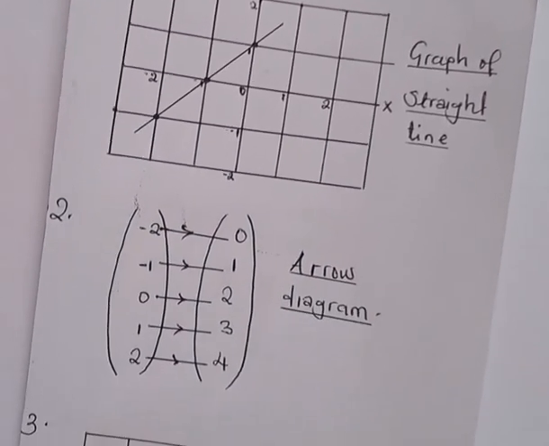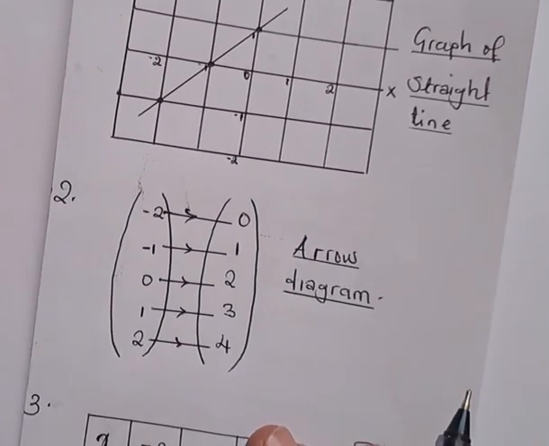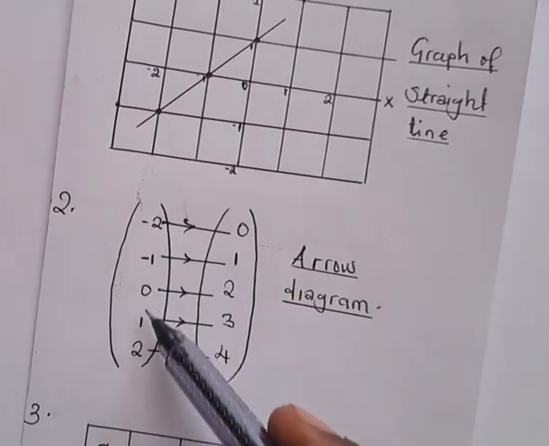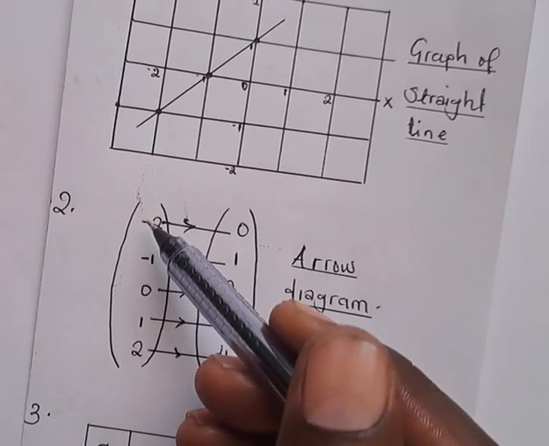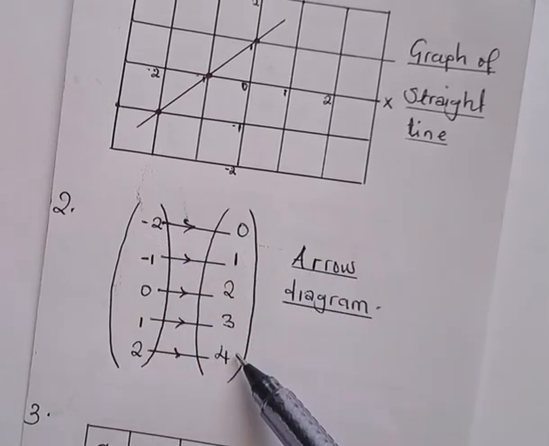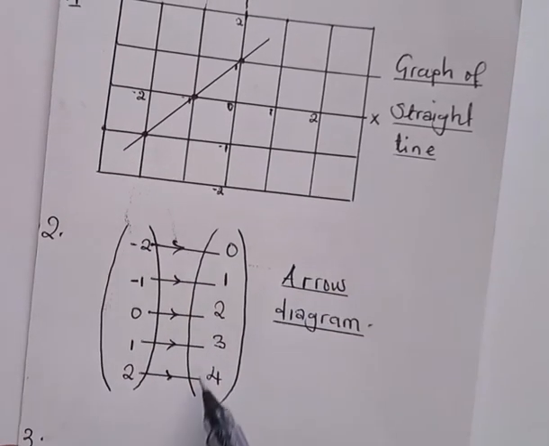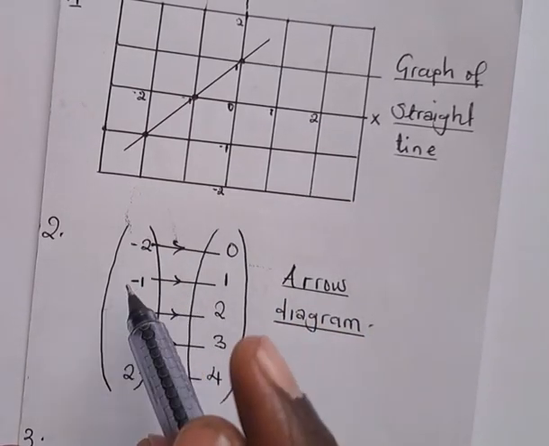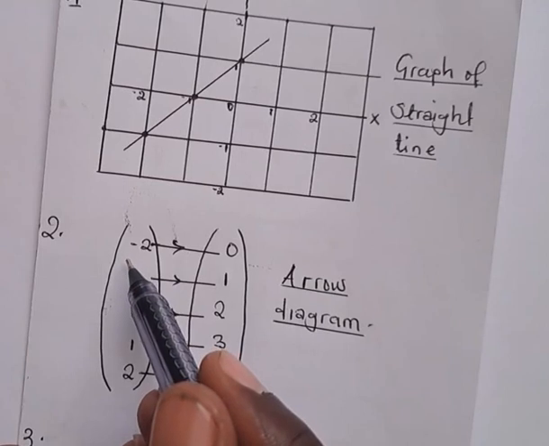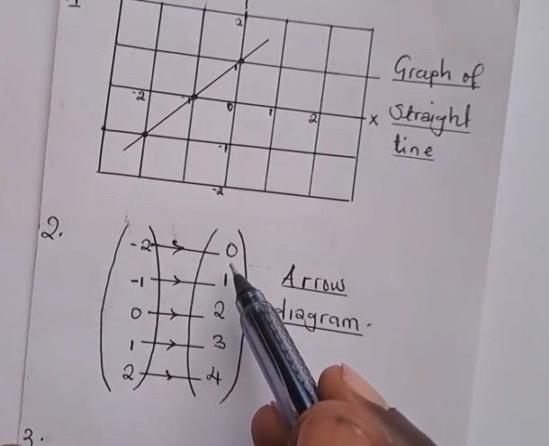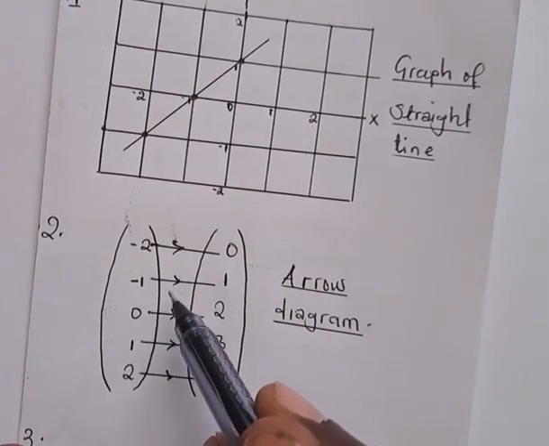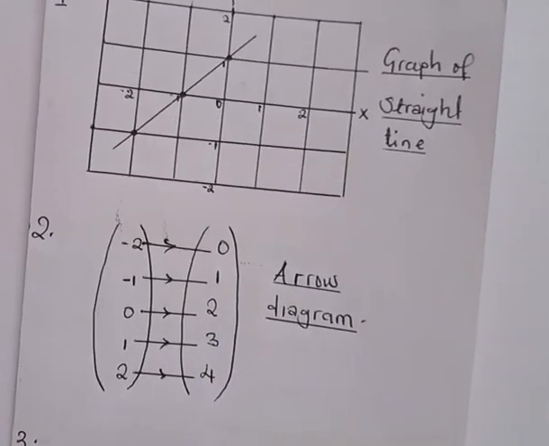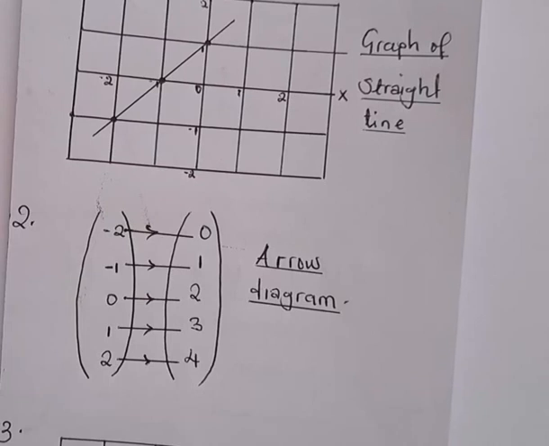The other question is when you are given the arrow diagram. So we have the first one, which we call the domain, and of course we have the range. It means that you need to find a rule, or a function rather, where when you put -2, the output will be 0. When you put -1, the output will be 1. So that's the function that they can ask you to find in an exam.